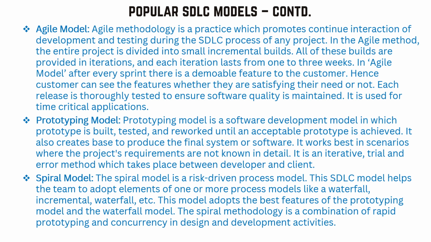The last one is called the spiral model. There might be a couple more models, but I have tried to add just these important 6 models. The spiral model is a risk-driven process model. This SDLC model helps the team adopt elements of one or more process models like waterfall, incremental, etc. This model adopts the best features of the prototyping model and the waterfall model. The spiral methodology is a combination of rapid prototyping and concurrency in design and development activity.